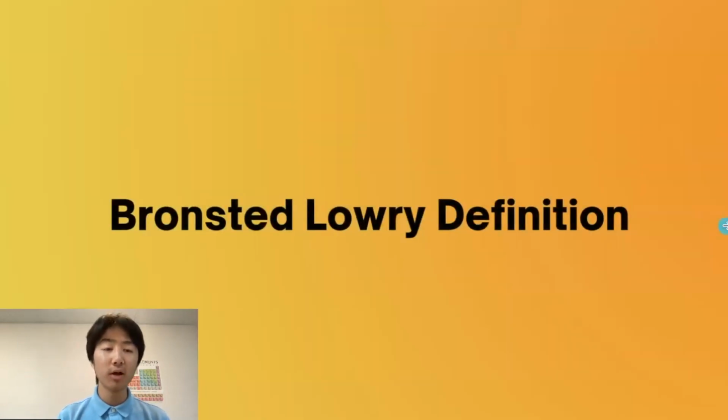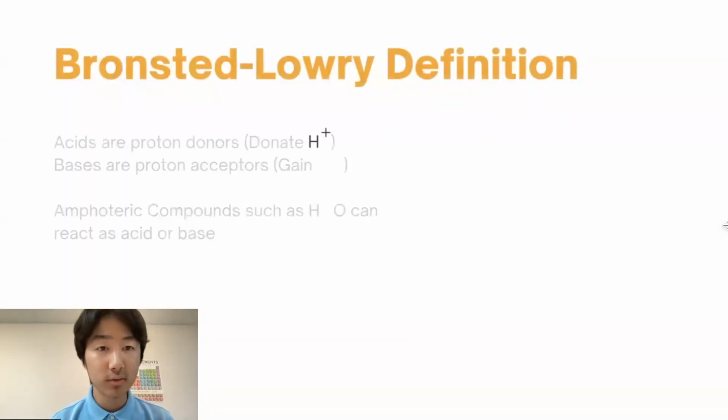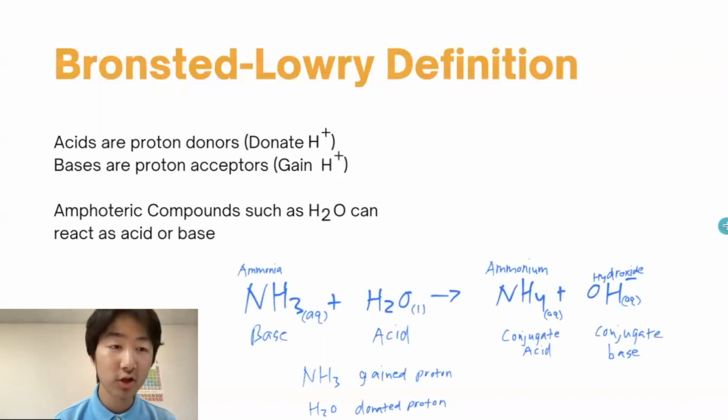Well, Bronsted and Lowry, two different people with their last names combined, created a definition in which, in short, acids are proton donors, meaning they donate H+ hydrogen protons.